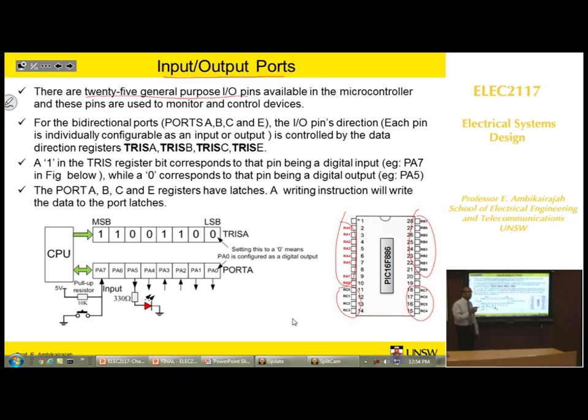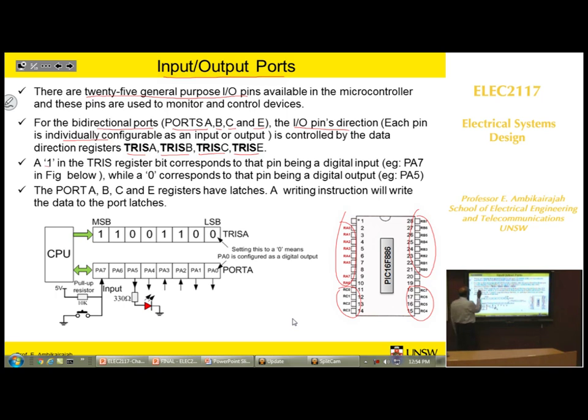So a couple of initializations you need to do before we use the port. These are bidirectional ports. We've got ports A, B, C, and E. And the direction of the pins: each pin is individually configurable as an input or output. You don't need to have all of them input, all of them output. Individually you can configure them. And it's controlled by, for port A, TRISA, port B, TRISB, C, and TRISE. These are the 4 ports and 4 registers there. And you need to program that.